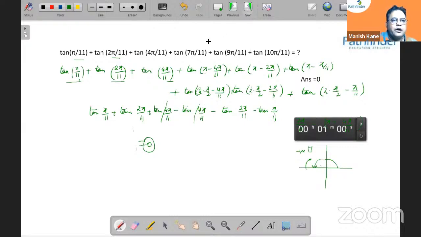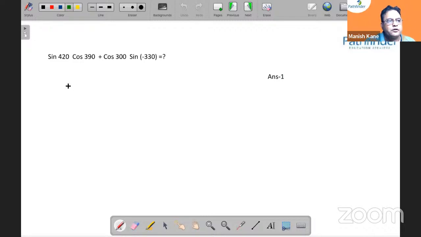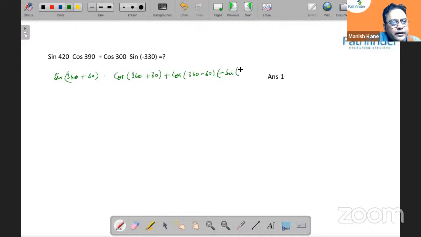Now, I wanted to take a screenshot of this question. Okay, let us solve this also. And this will be the last question that I solve today. Sine 430 can be written as sine of 360 plus 60. Cos 390 can be written as cos of 360 plus 30. Plus cos of 300 can be written as 360 minus 60. And minus sine of 360 minus 30. This is how you have written this.